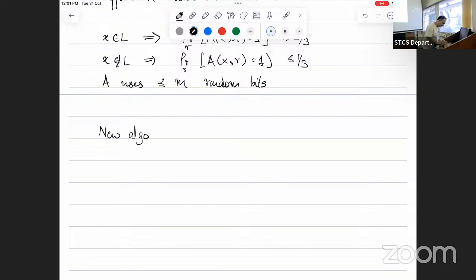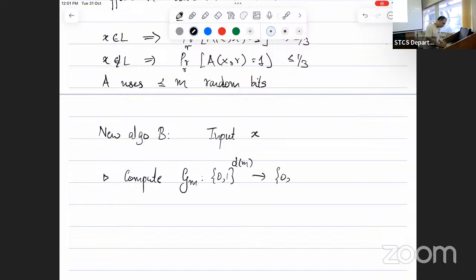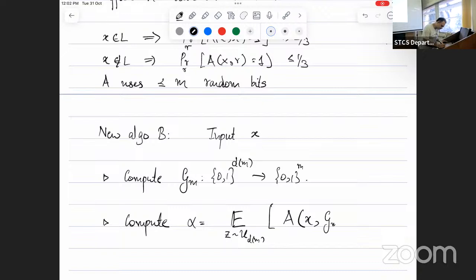The new algorithm, which I'll call B. The input to this algorithm is again just x. Okay. So here's what it does. First thing it does is compute this generator G_m, which is going to take 0,1 to the d of m to 0,1 to the m. By compute, I mean figure out what d of m is and then have some description of that. The next thing I want to do is compute alpha, which is going to be the expectation where you draw z uniformly at random from 0,1 to the d of m, and then you run A on x comma G_m of z.